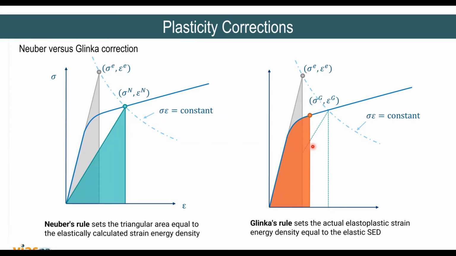If you look at these corrections, on the left-hand side is the Neuber correction. The straight line represents the linear elastic material model, so it really doesn't know where the plasticity begins, and when it crosses the plasticity yield stress, it goes up. With the Neuber correction, what does it do? You have two triangles, and it moves down in such a way that the areas of these two triangles are the same. There's a little bit of difference in the Glinka rule, where it sets the actual elastoplastic strain energy density equal to the elastic part of it.